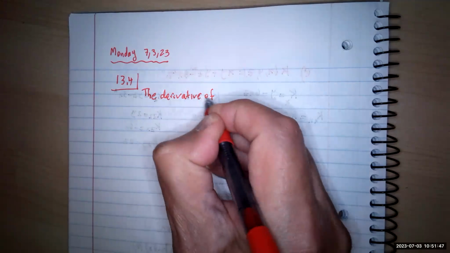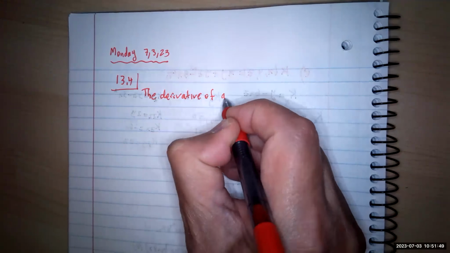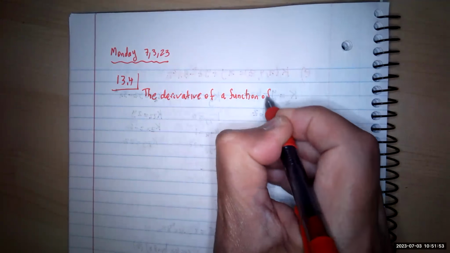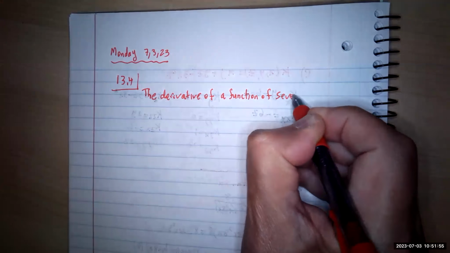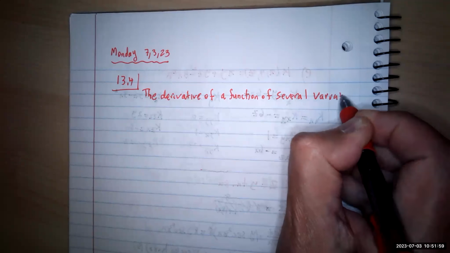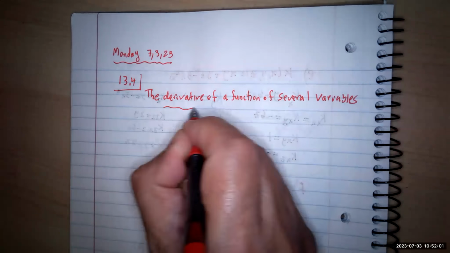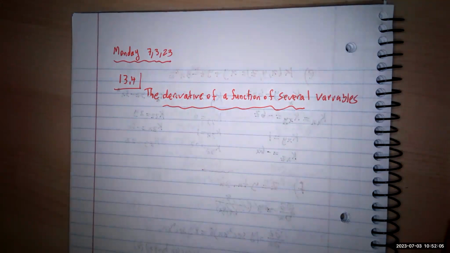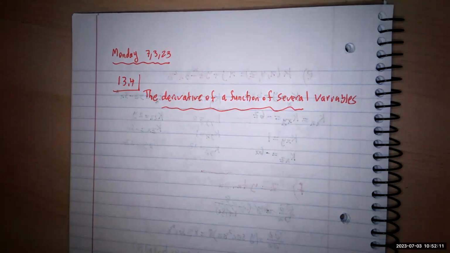We would like to define the derivative of a function of several variables. So you see, you go back to see what you did in calculus 1 for the function of one variable and try to copy that one for the function of several variables.